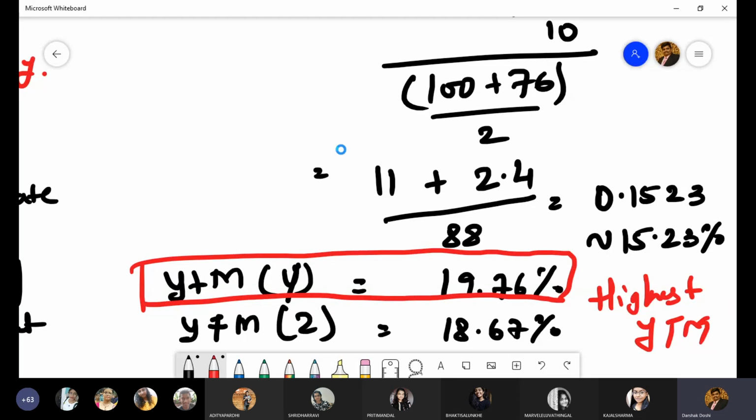Perfect. Everyone perfect. Now, if I change the sentence to something like this: minimum required rate of return for the investor is 17%. Which bond would you suggest? Bond Y and Bond Z. Bond Y and Z both.